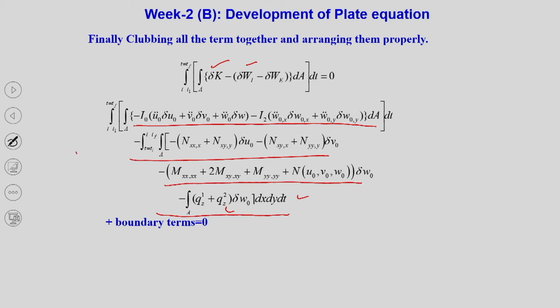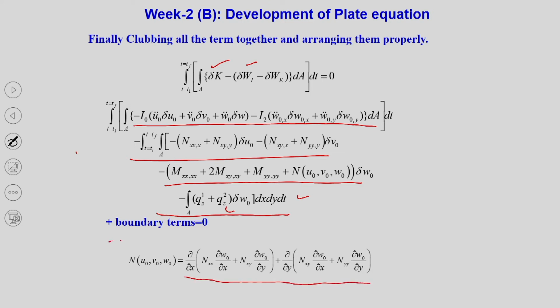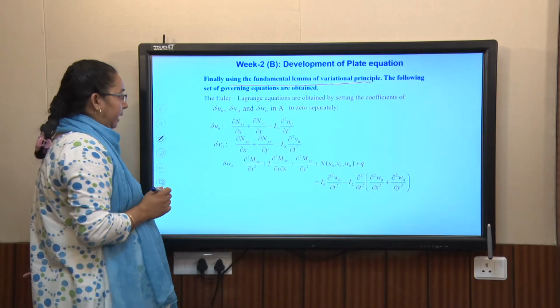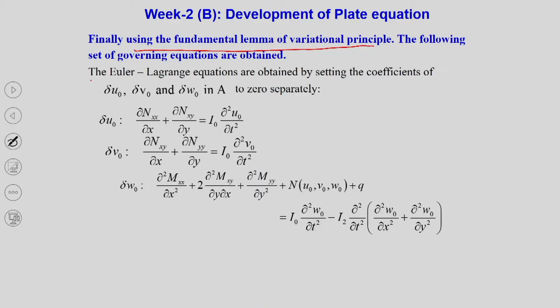Now, the rest of the terms come under the boundary. So, basically this n is nothing but a contribution of non-linear terms. Finally, using the fundamental lemma of variational principle, the following set of governing equations are obtained, or sometimes we can say that the Euler-Lagrange equations are obtained by setting the coefficients in the area, or under the integration, equal to 0.